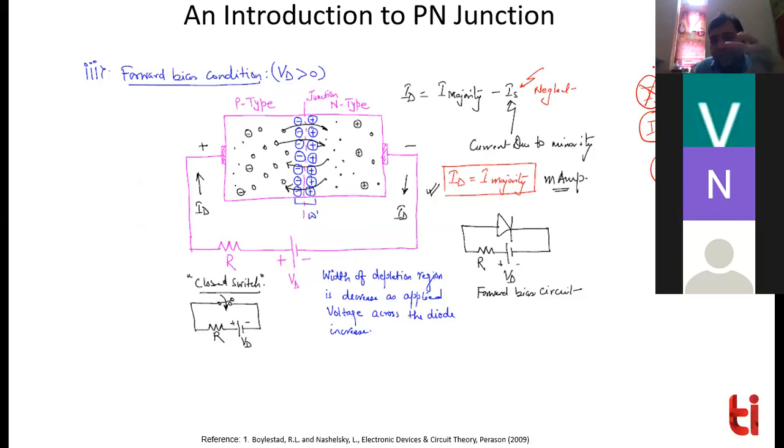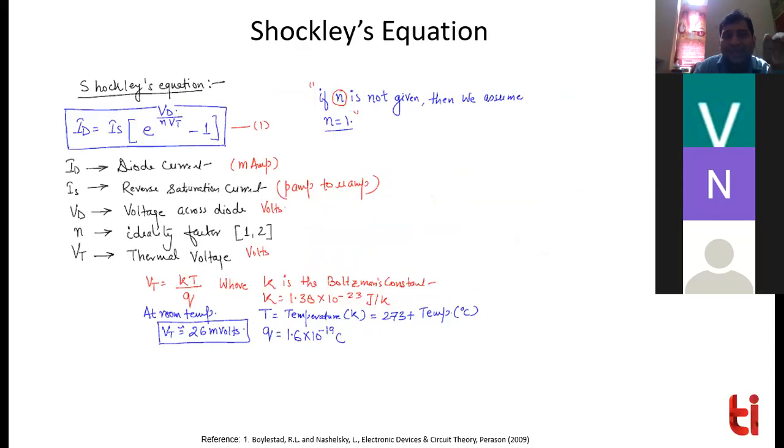If we want to give a complete equation for this current, which can define all three regions, we can write it like this: ID equal to IS times (e to the power VD divided by NVT minus 1), where VT is equal to KT by Q. At room temperature, this is equivalent to 26 millivolts.